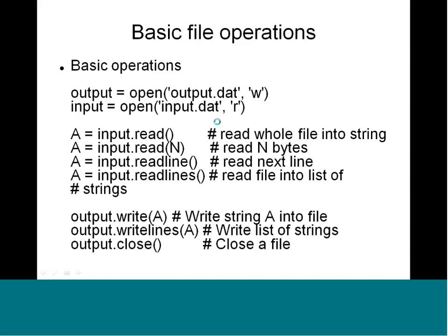And then some of the basic operations. Once we open the file, we specify input.read, and that reads the whole file into a string. This we also saw in the previous examples. We can also read by number of bytes, that is read(n). The n specifies the number of bytes, so it reads so many bytes from the file. And readline is to read the next line, and we can also use readlines to read the file into a list of strings.